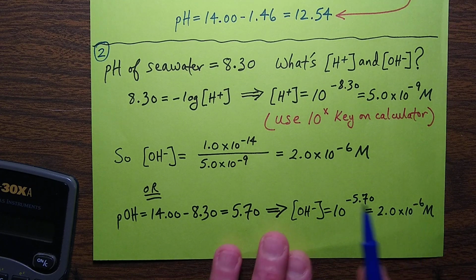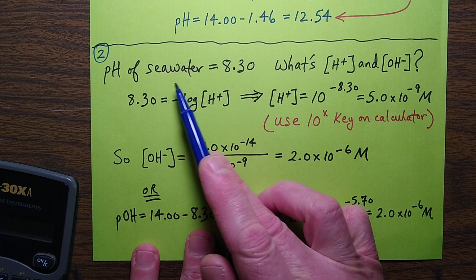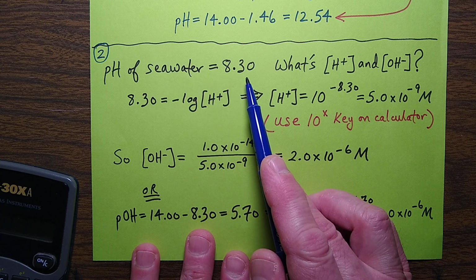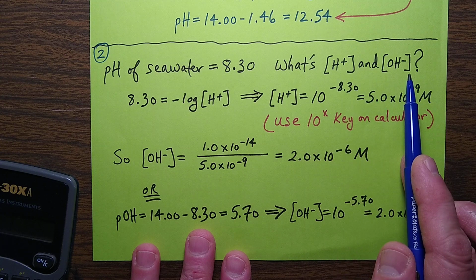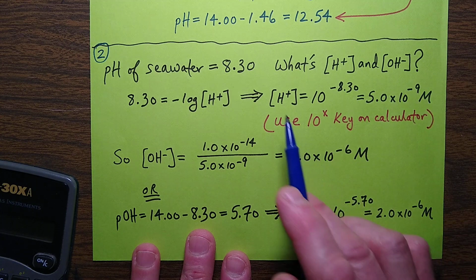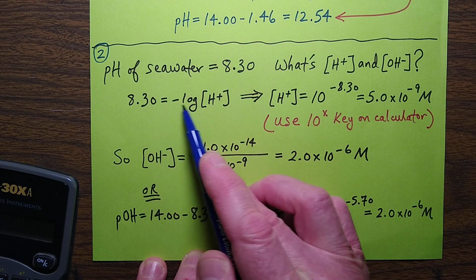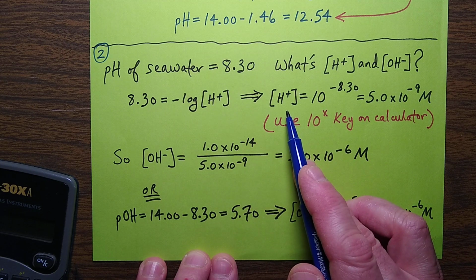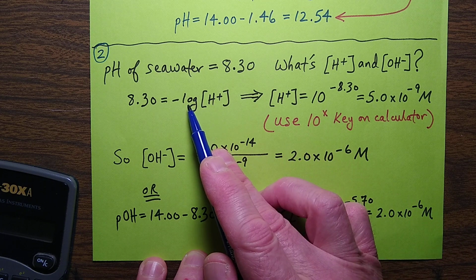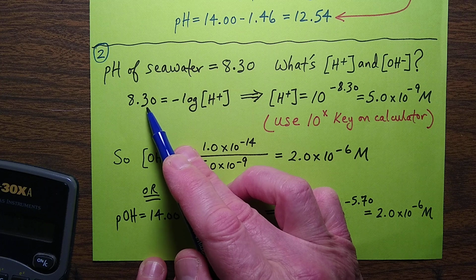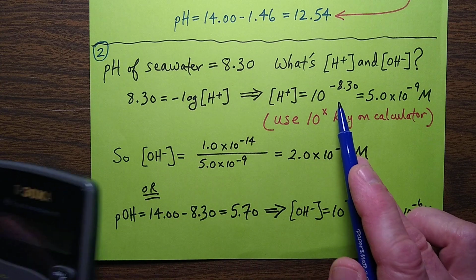Another type of problem is, let's say you're given the pH of a solution. Let's say we measure the pH of seawater as 8.30. What are the concentrations of protons and hydroxide ions in that solution? Just go to your definition of pH. pH is 8.3, the negative log of H+. So my concentration of H+ is the inverse log of that negative 8.30, which I've written here.